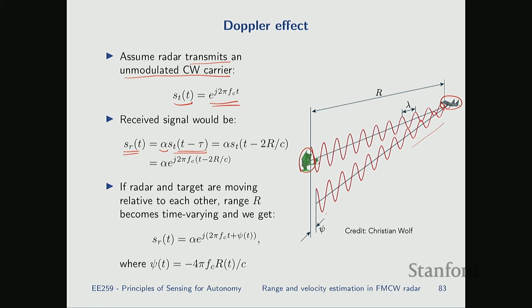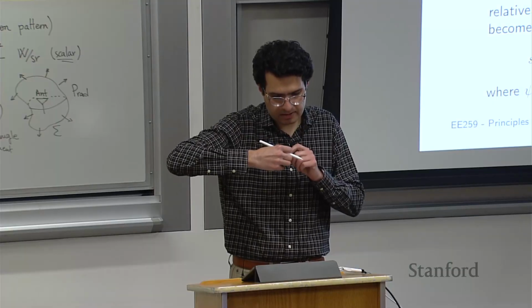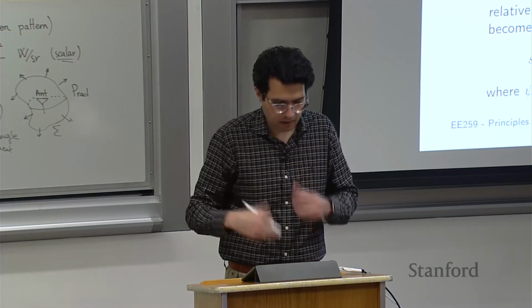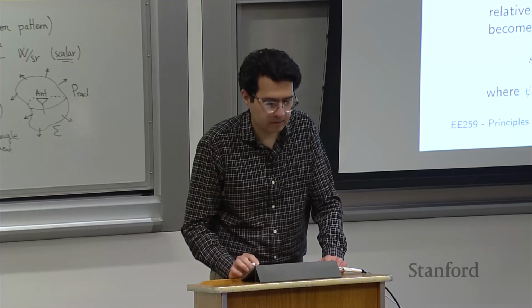And if you plug in the tau, the received signal is given by this expression: alpha e to the j 2 pi fc t minus 2r over c. That's our tau, where r is the range. So 2 times r is the round trip distance, and then 2r over the speed of light is the round trip delay, which is tau.